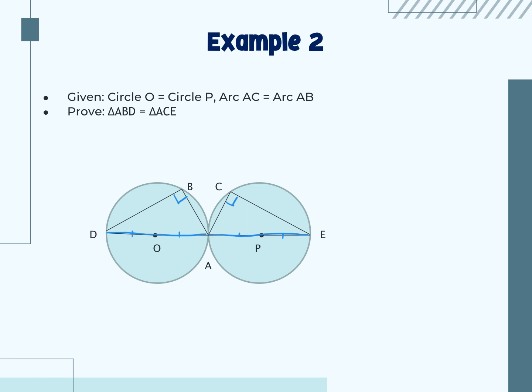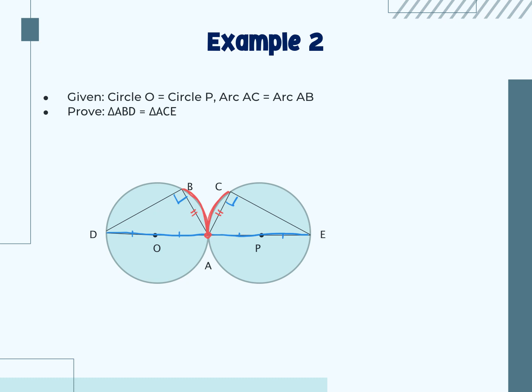It continues to give us, it says arc AC equals arc AB. So arc AC, so I'm assuming this is A here. So AC equals AB. Well, remember, when the arcs are the same, their corresponding chords are equal. So we also know that these two lines are equal. So it says here, prove that triangle ABD is equal to triangle ACE.